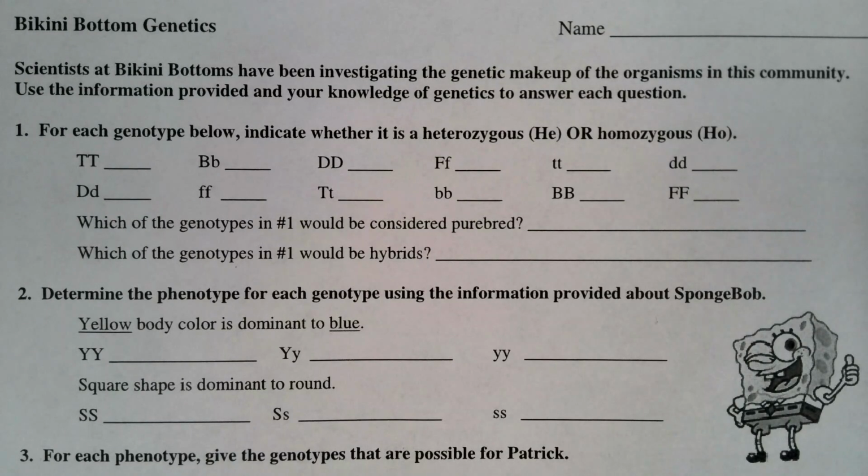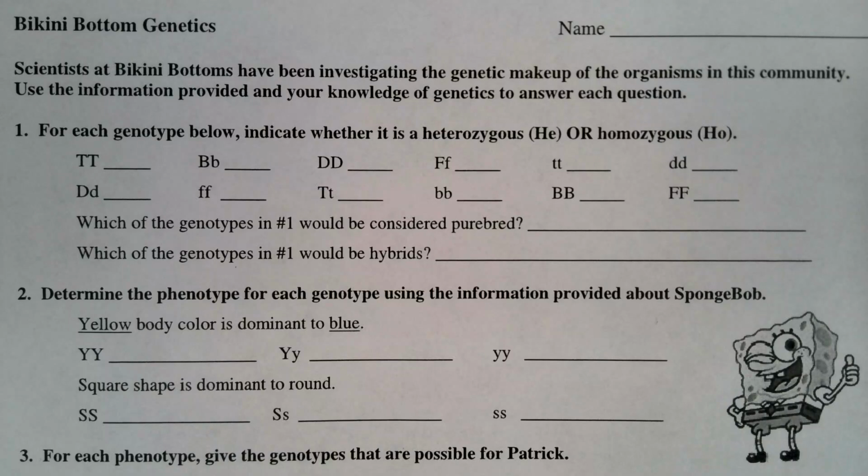Hey, 7th graders, you should have your Bikini Bottom Genetics Punnett square practice out. I'm going to give you a few helpful hints as you go through this. Keep in mind the purpose of this is for you to understand Punnett squares, which explain the possibilities of how certain genotypes can interact during sexual reproduction.